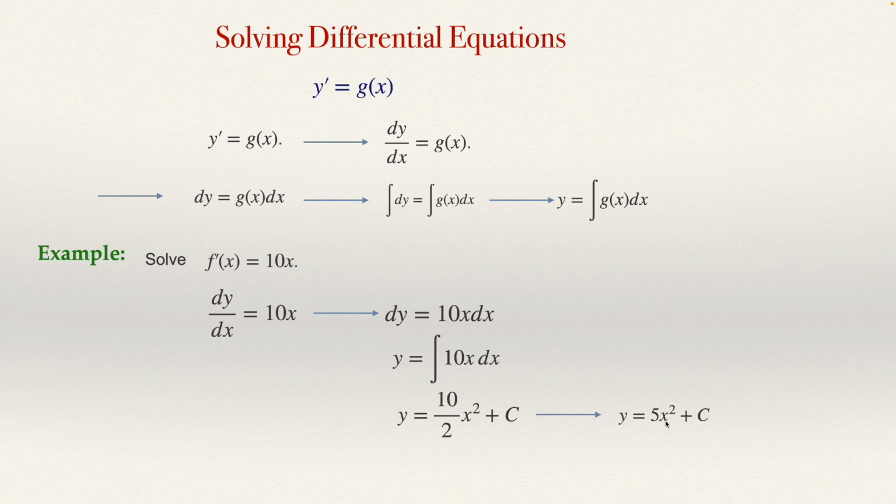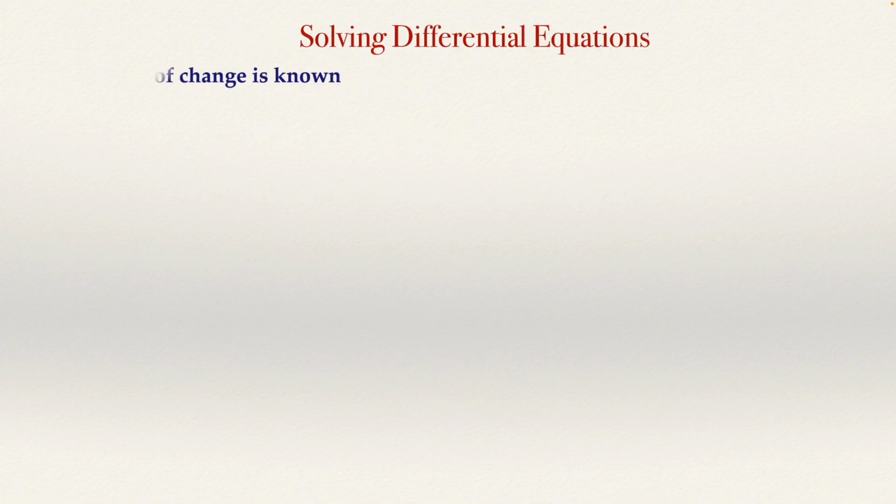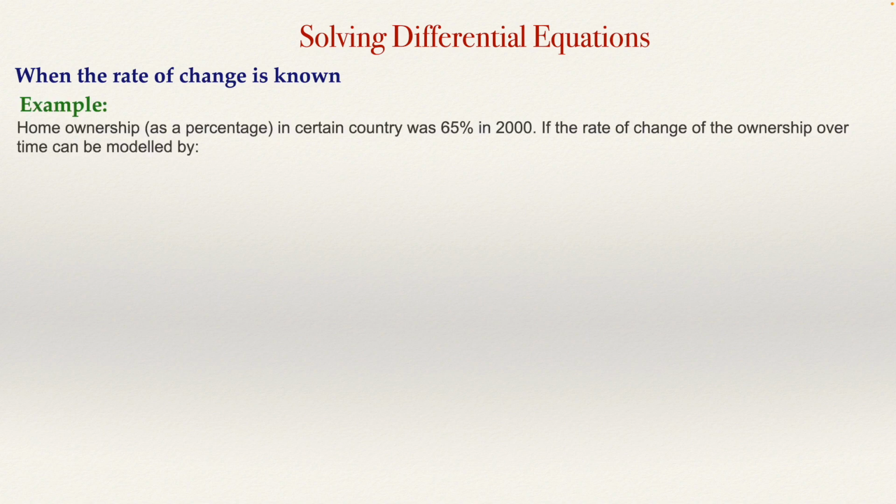So let's see a problem like this. This problem will be one where we know the rate of change. So we know an expression for the rate of change. This is the sample: home ownership as a percentage in certain countries was 75% in 2000.